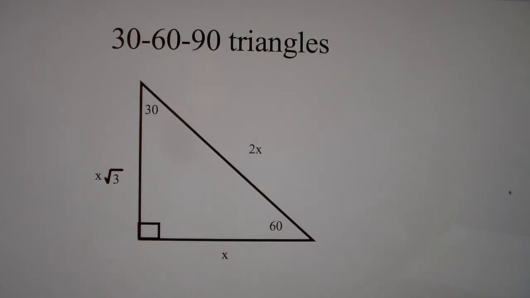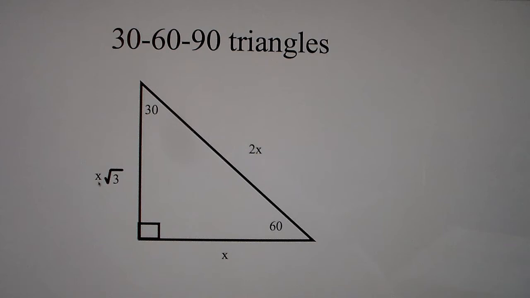Next up, 30-60-90 degree triangles. So here's the relationship. The triangle has 3 side lengths. You have the smallest side length, which in this case is x, how we label it, because it's across from a 30-degree angle. That's how I know it's the smallest, because the side opposite the smallest angle is the smallest side. The middle side is always going to be across from the 60-degree angle.